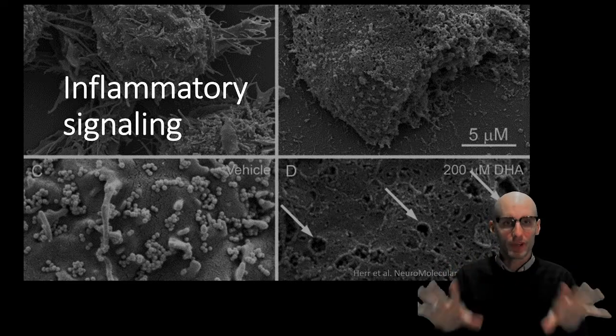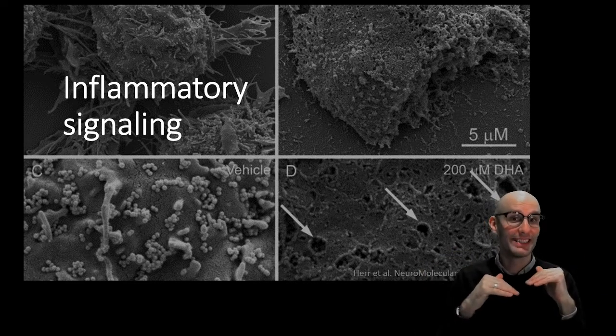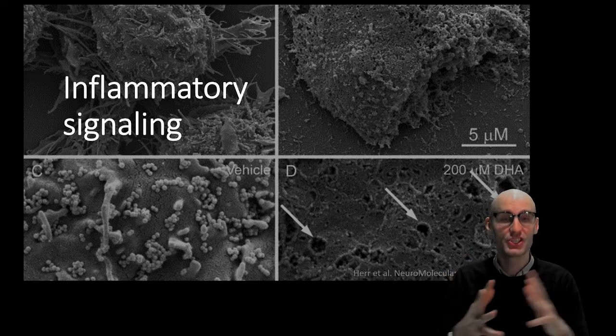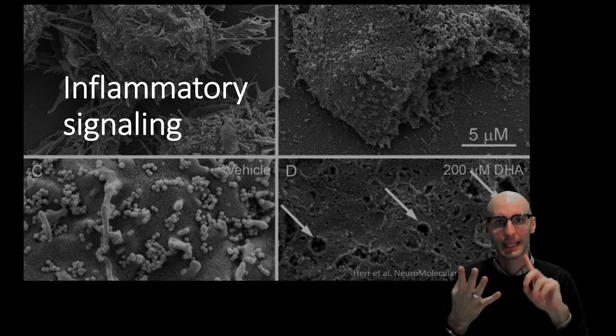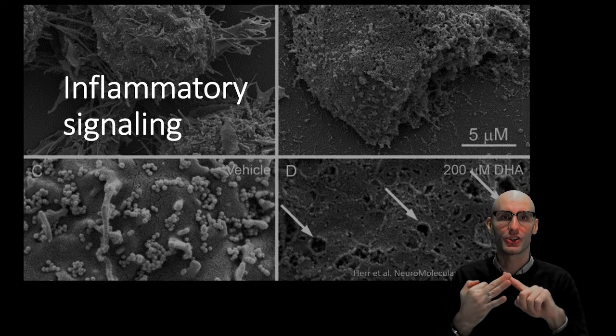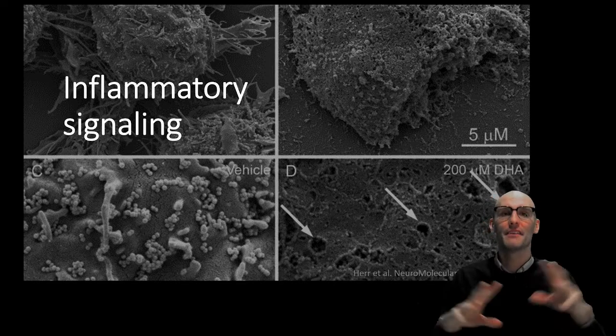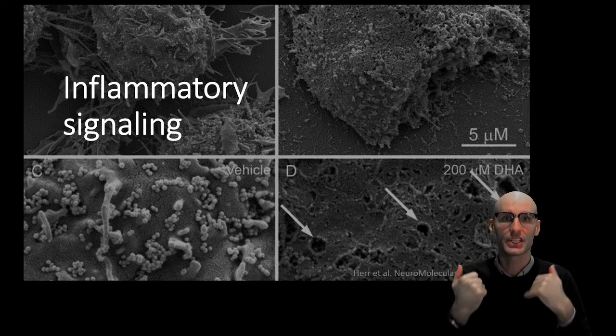So the resident immune cells in this situation have already detected the pathogen or damage, so the pathogen-associated molecular pattern, the PAMP, or the damage-associated molecular pattern, the DAMP, and they've detected it on their pattern recognition receptors.